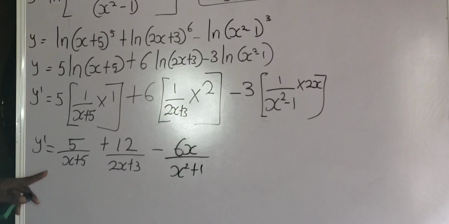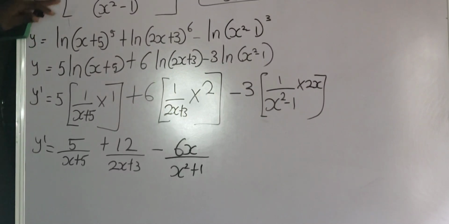So the derivative of y, where y is the natural log of the product of (x plus 5) raised to the power of 5 and (2x plus 3) raised to the power of 6 all over (x squared minus 1) raised to the power of 3, is this. Do you understand? So that is how to take the derivative of a complex natural log function. The first step is that you decompose it. After that, you find the derivative.